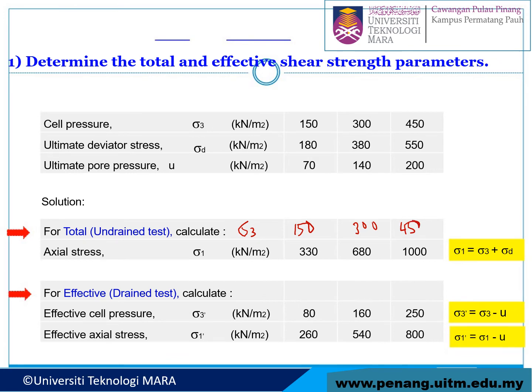Sigma 1 is equal to sigma 3 plus sigma d. So sigma 3 is 150 plus 180, so you will get 330. For effective stress, this one is the drained test. The effective cell pressure is 150 minus 70, so you will get 80. The effective axial stress is 260. How to get that? We have 330 minus 70, so you will get 260. You have to calculate the rest of the calculations.